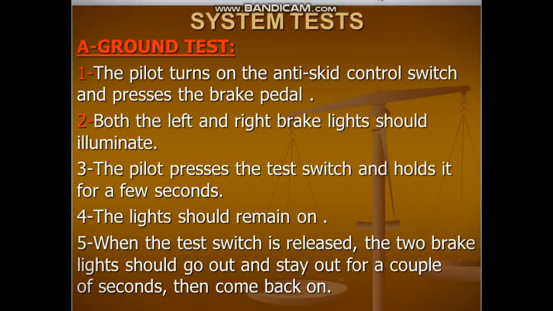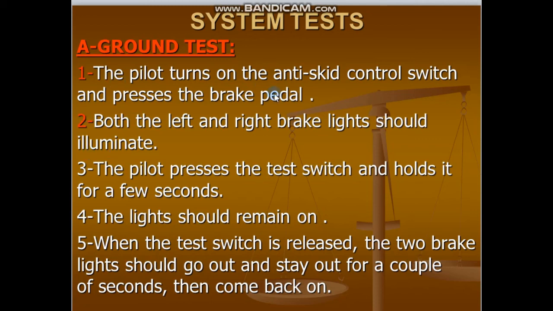After we understand the components of the anti-skid system and how every component works, now we will talk about the system test. The anti-skid system has two ways of testing, on the ground and in flight. I'm going to start with the ground test. We have some procedures to follow.